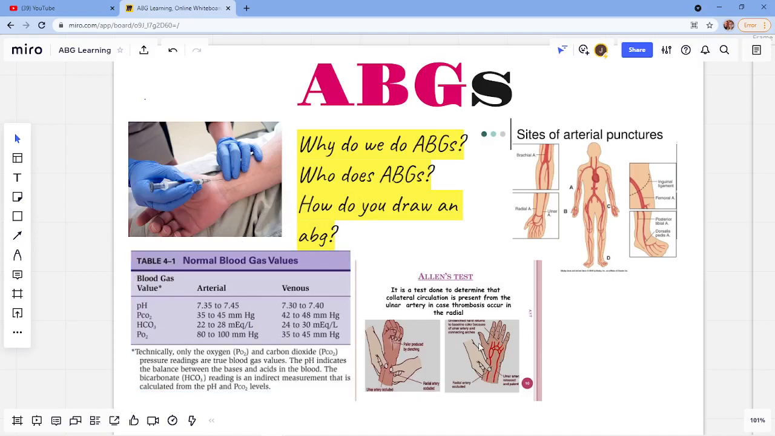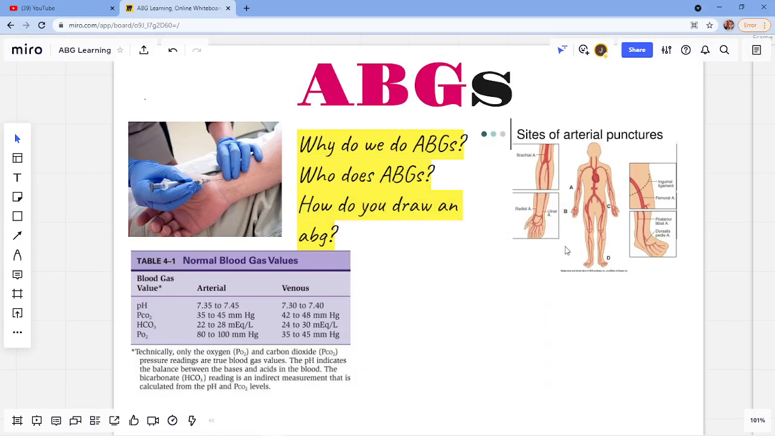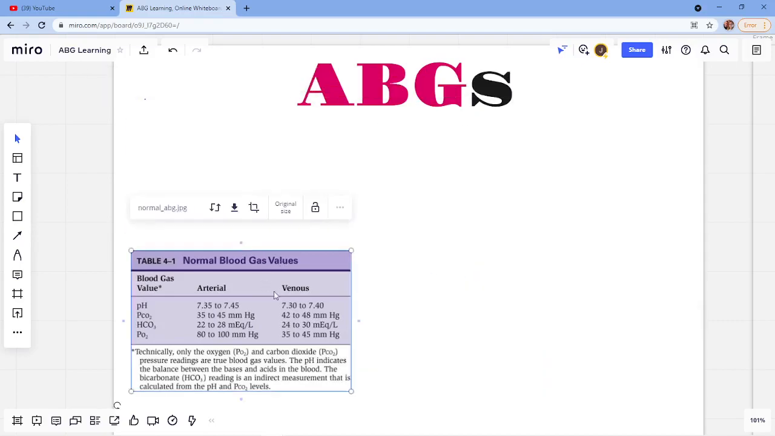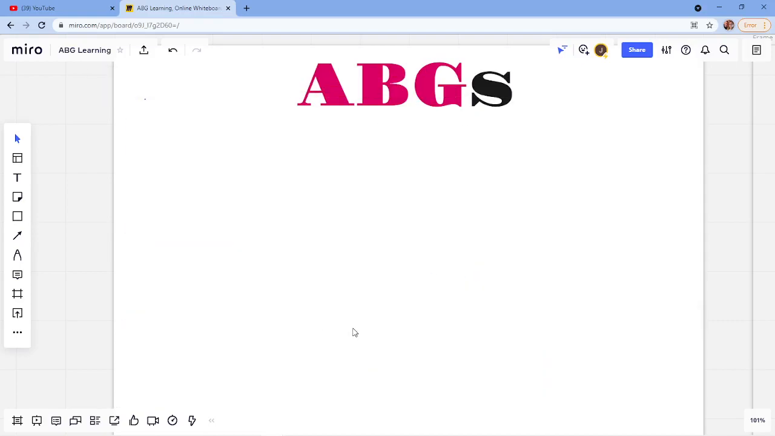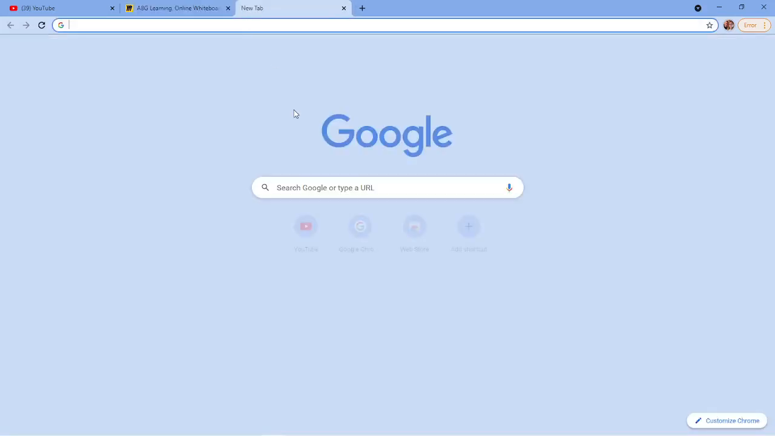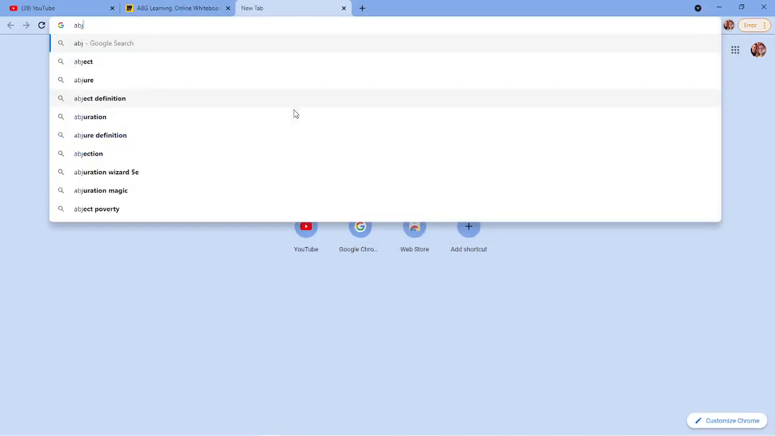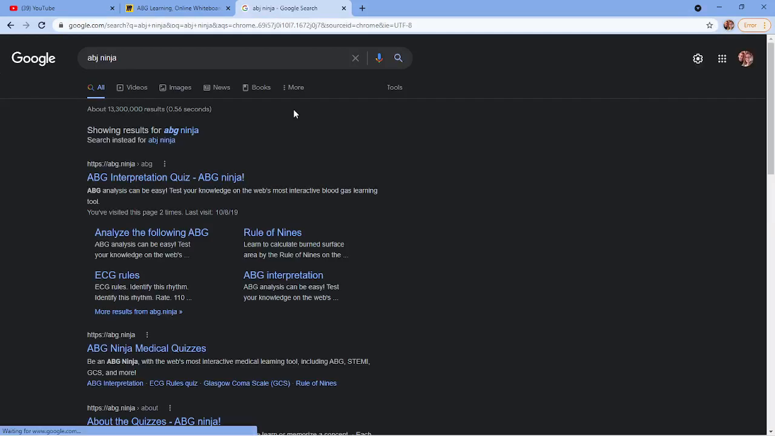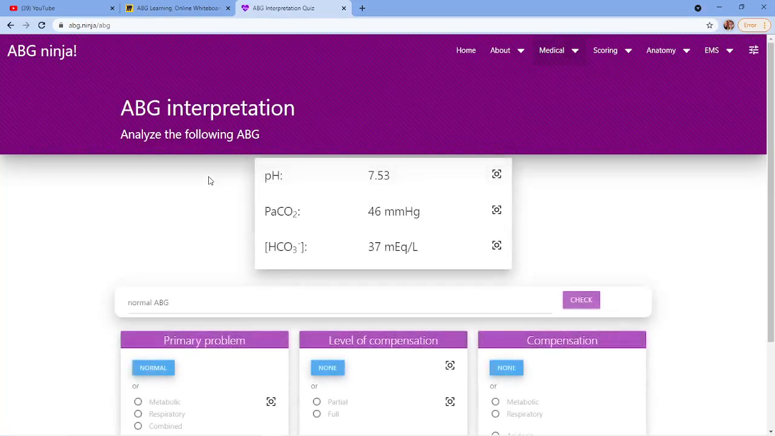So when an ABG is drawn, we're going to have to break it down, and the easiest way to interpret the ABG. Personally, I kind of just look at the whole ABG as a whole. I like to use a website called ABG Ninja. This comes up, ABG Interpretation Quiz. This is the website that I used a lot when I was studying for my NCLEX and when I was kind of practicing and being a nurse and how to get better at ABGs.